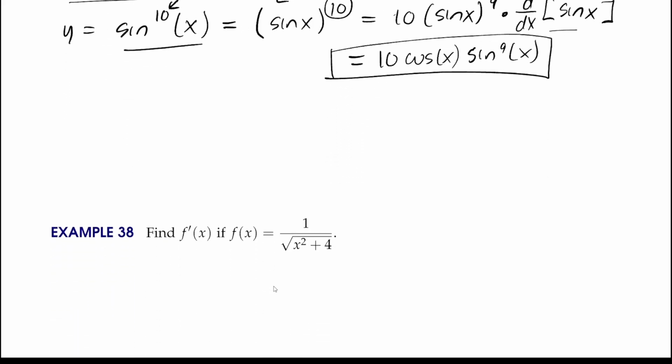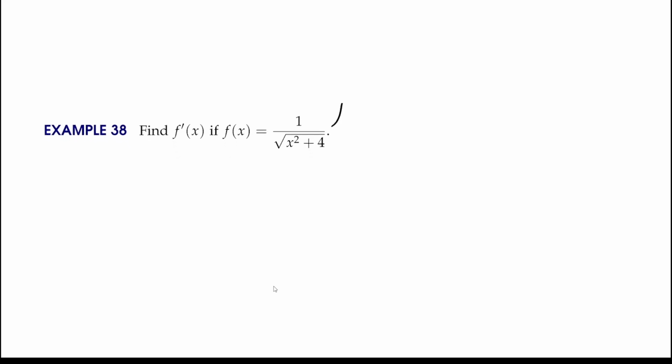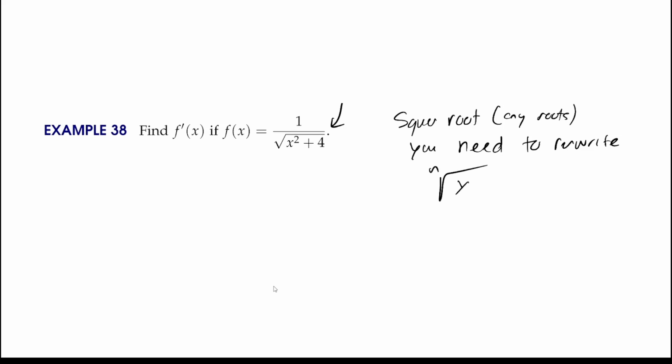I will do one more, which is this one down here with the square root. And so you need to remember that with square root functions that we need to rewrite, or in fact, I should say any roots, you need to rewrite as a power. So how do we do that? If you guys recall, if you take the nth root of x, you can always write that as x to the 1 over n power. Okay, so we write it as a fractional power.